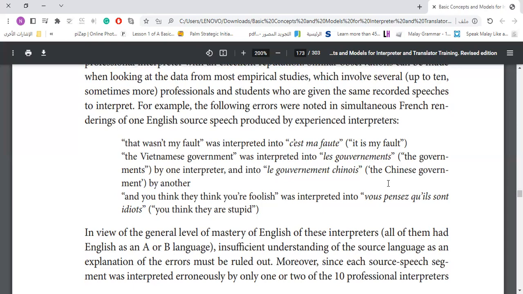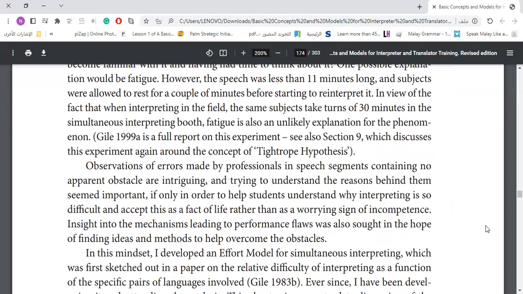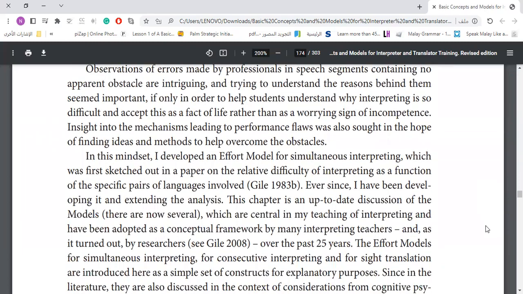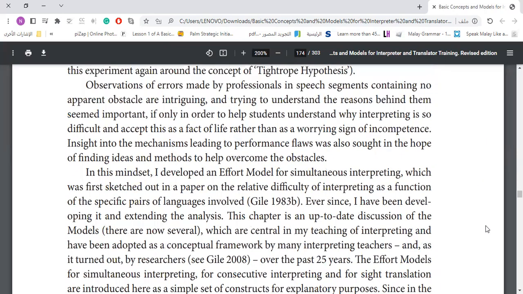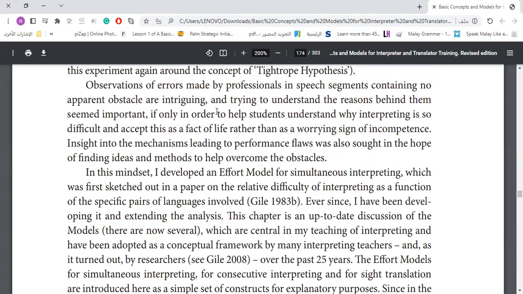Now, what you need to understand as a trainee, as a student who's learning interpretation, is that one of the most natural things in interpretation is that you are not going to provide a 100% accurate interpretation. Okay? So observations of errors made by professionals in speech segments containing no apparent obstacle are intriguing, and trying to understand the reason behind them seemed important, if only in order to help you understand why interpreting is so difficult and accept that this is a fact of life rather than a worrying sign of incompetence.